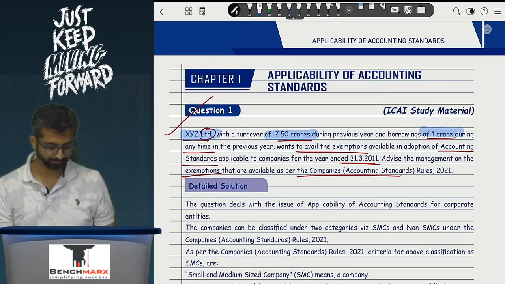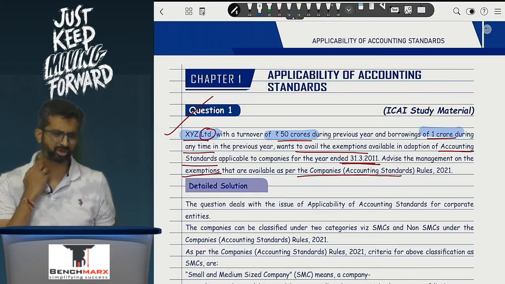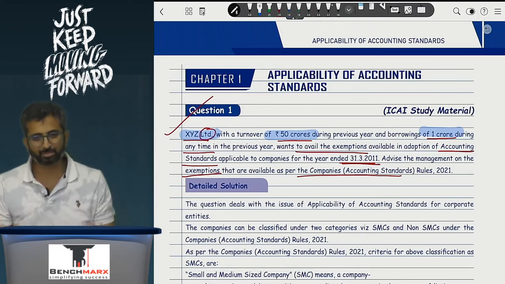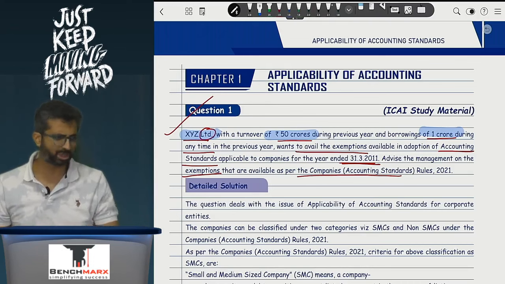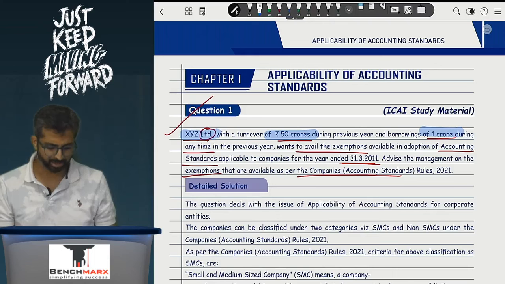Sub-point 2. We forgot discussing that, but it is not relevant from a student standpoint. Banks or insurance companies also take public money. Whether they are listed or not listed, banks or insurance companies are never SMCs. Banks are not usually that small anyway, but nevertheless. Sub-point 2: banks slash insurance companies.